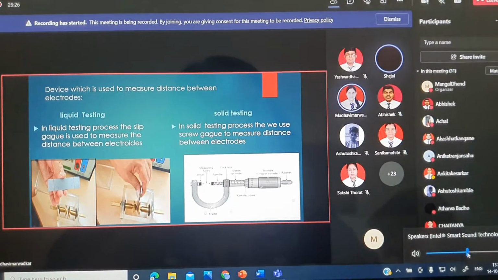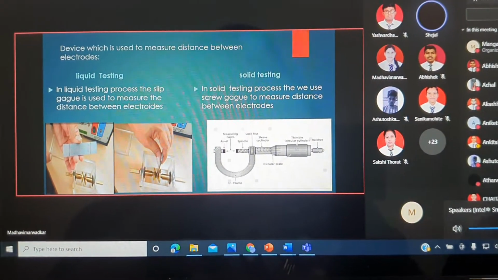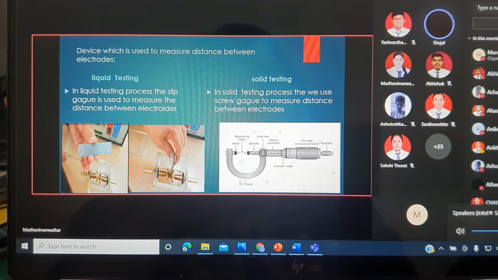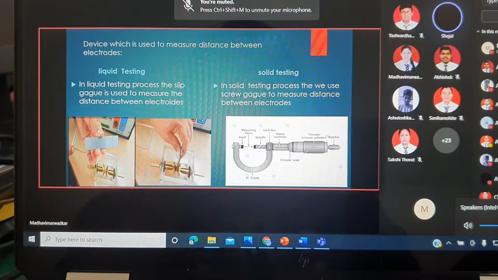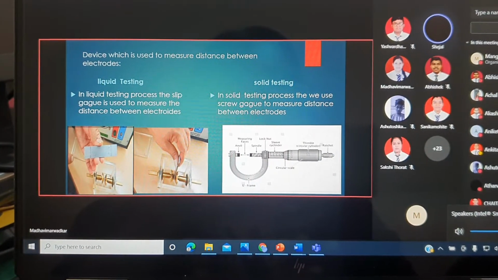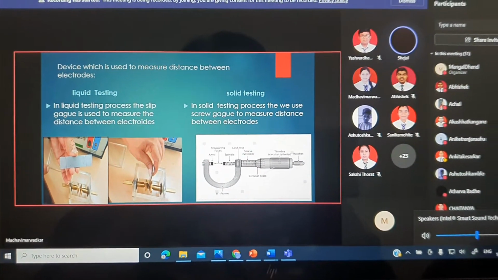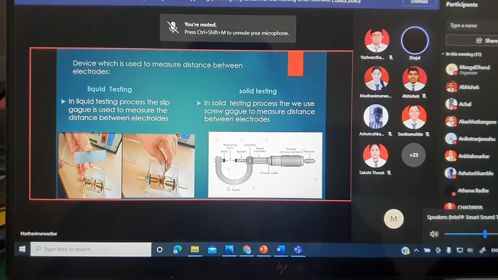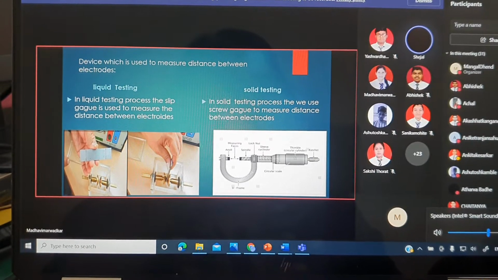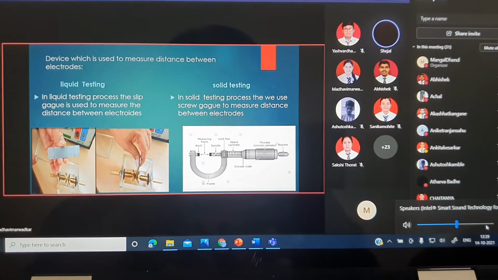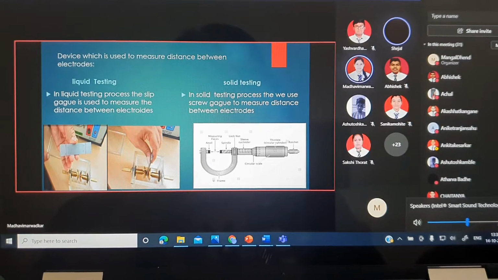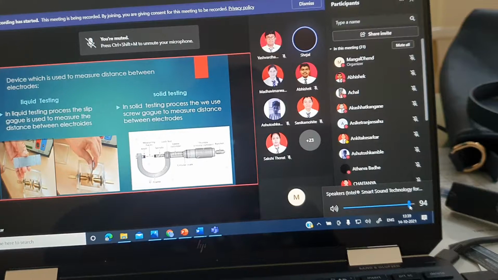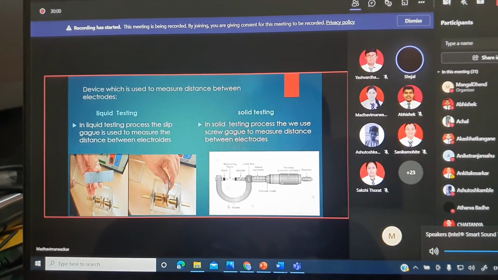And in solid testing, we measure the distance between electrodes with the help of screw gauges. By using the screw gauge, we can also measure the thickness of the paper that we put in between the two electrodes. From that, we can conclude that the thickness of the paper and the distance between the electrodes are the same. And also, by using the thickness, we can measure the breakdown strength of the material.